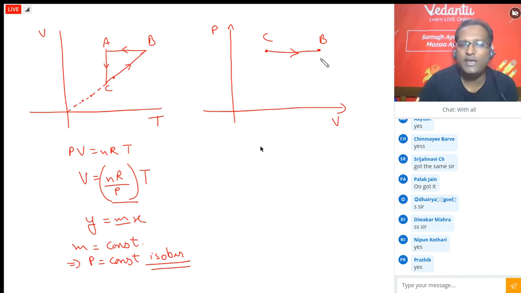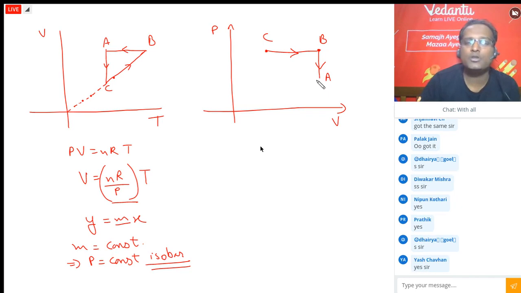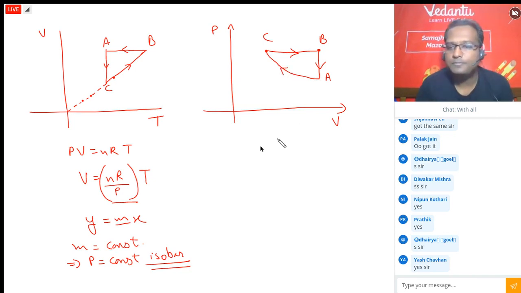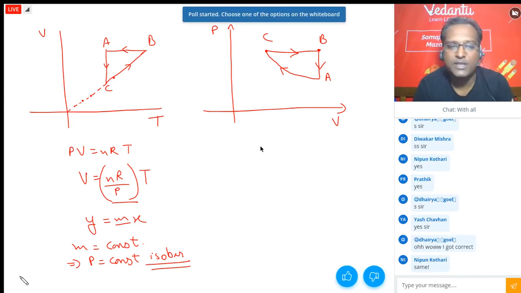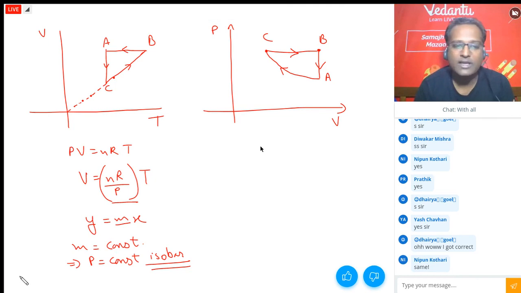Now B2A is volume constant, temperature decreasing, so pressure will also decrease. A to C is isothermal. That means connect A and C by a hyperbola. If your answer matched this one, thumbs up, please. Otherwise, thumbs down.